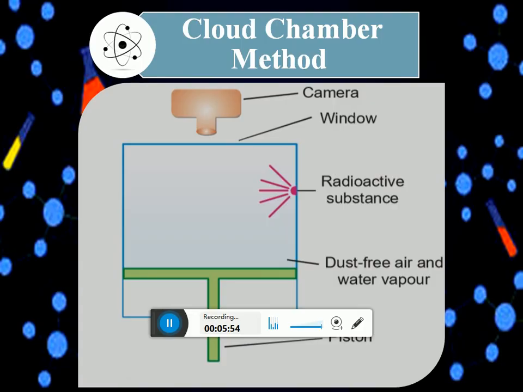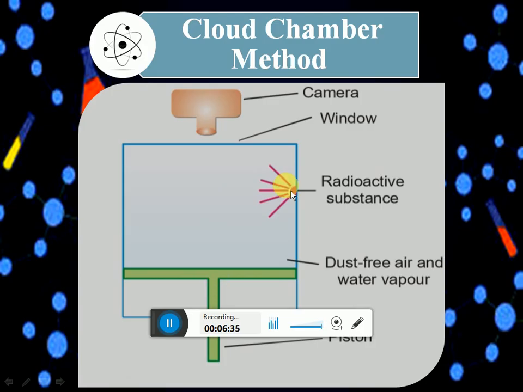In the cloud chamber method, this is the setup. There is a camera, and there should be one window, and there is the source of radioactive substance, from which the radiation will come out. The whole chamber is dust free, and water vapor is there. And this is a piston. The basic role of the piston is to push the ions or radiation into this chamber. Whenever the radioactive substance is allowed to pass through the chamber, we can see from here.